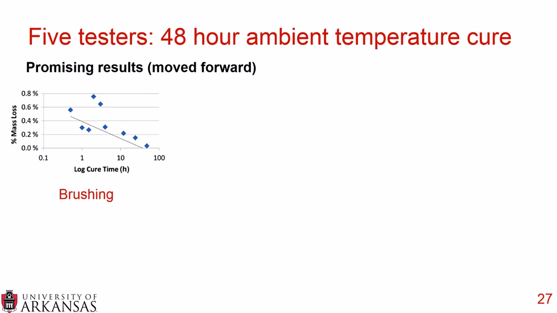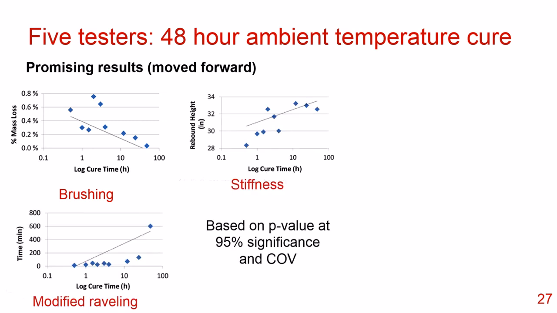Now, for some data analysis, we looked at the 5 testers, and for this first round, we only looked at 48 hours curing at ambient temperature. And we found that there were promising results for the brushing tests. You can see here over time the mass loss decreases, which is what you would expect. And also the modified raveling and the stiffness. For the modified raveling, as time passed, the time until the sample failed increased. And for the stiffness, as time passed, the stiffness increased.